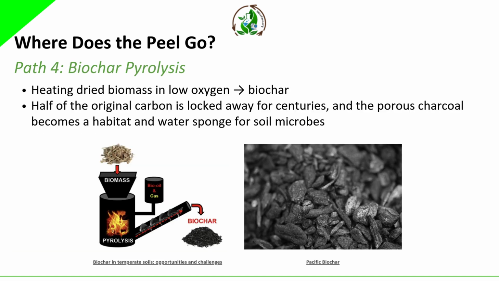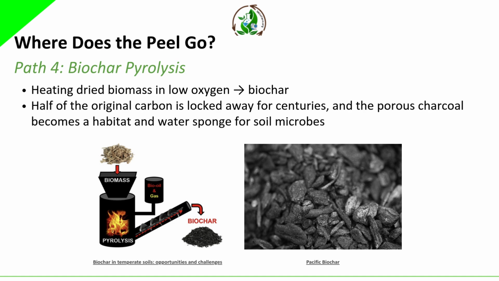Pathway 4 is biochar pyrolysis. In this process, dried biomass is heated in low oxygen conditions. Instead of decomposing, the carbon is locked into a solid form, biochar. This stable carbon can persist in soil for centuries, effectively storing carbon and preventing emissions.